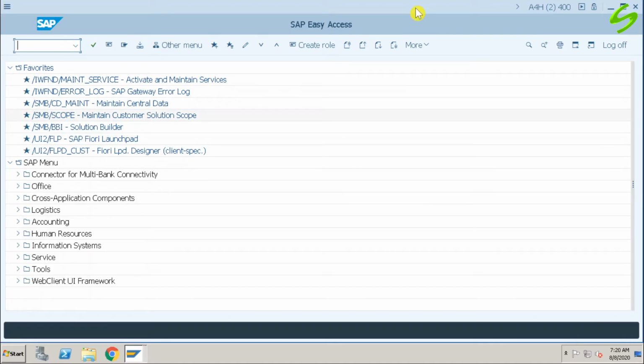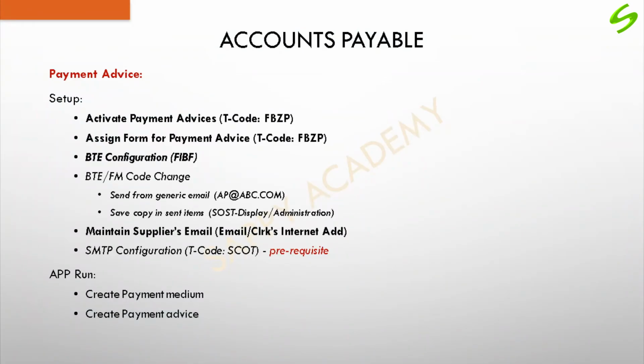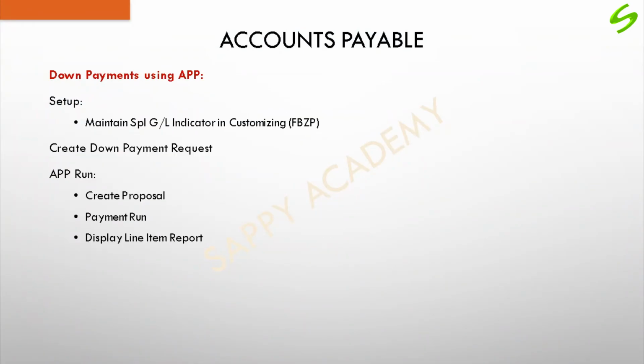Let's go back to our presentation. The next topic is down payments using APP. To make down payments using APP, we have to first assign the special GL indicators in customizing in FBZP, and then we can create a down payment request, and using the down payment request we can create a down payment using APP run. Let's look at the configuration and do a demo on this section.